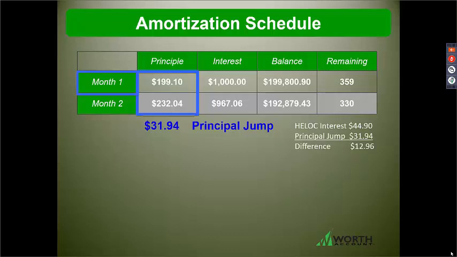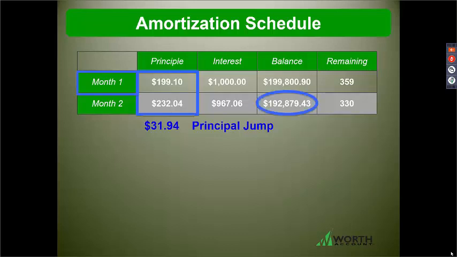Now, here's the thing that you might not have paid attention to, you might not have seen, but our HELOC interest was $44.90. We jumped in principal $31.94 because of that funds transfer. Those funds crossing over and trading out, we're only paying a difference of $12.96 in interest because on our first mortgage, so much more has gone towards principal and so much less towards interest.